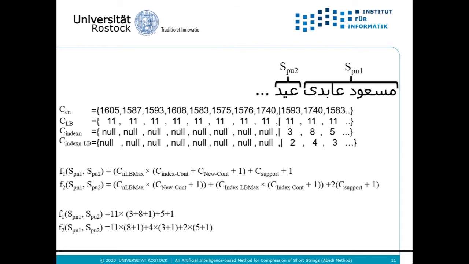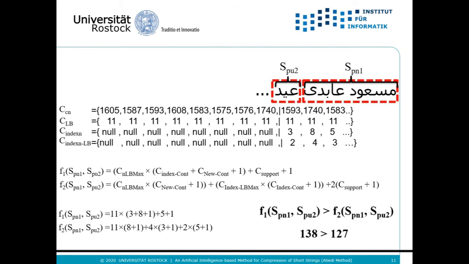Moreover, in the F2 formula, C new count is the number of new characters, which is equal to 8. C index LB max is the maximum number in the C index LB set, that's equal to 4. And it has been multiplied by 2 because there are two regions here. And finally, if F1 was larger than F2, then it's better to separate the regions. On the other hand, the combination of regions is recommended.